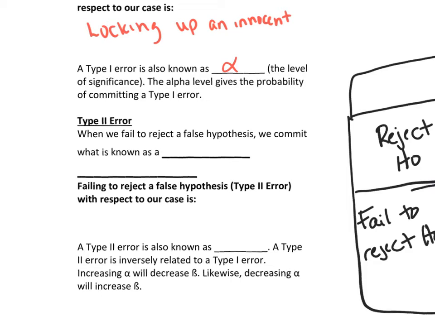Well, here's what happens then. If I'm locking up an innocent person only 1% of the time, naturally that means I have to let more people walk. And so that affects this now. If more people are walking, that means we also have a chance to let more guilty people walk. When we let guilty people walk, that's called a type 2 error. And a type 2 error is when we fail to reject a false null hypothesis. We commit what is known as a type 2 error.